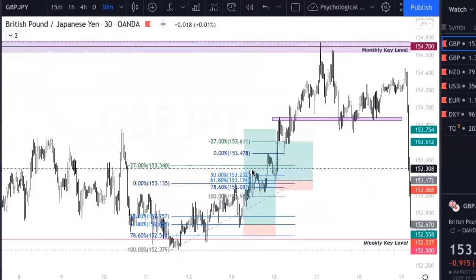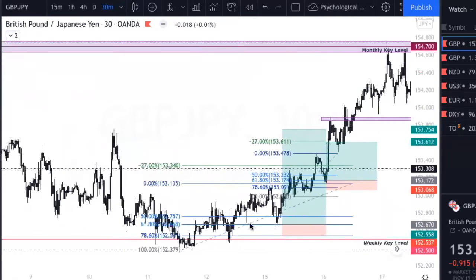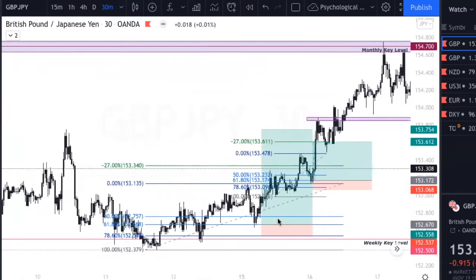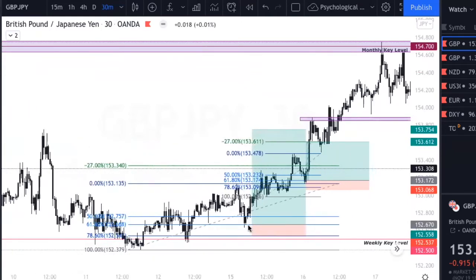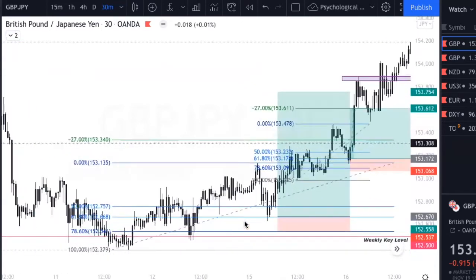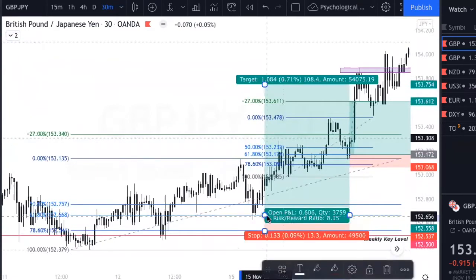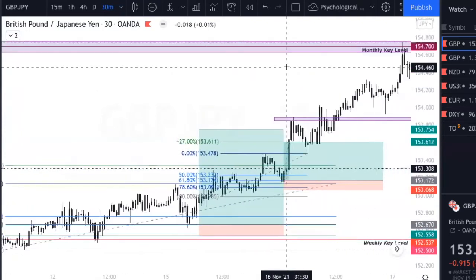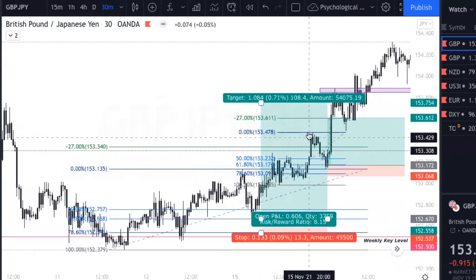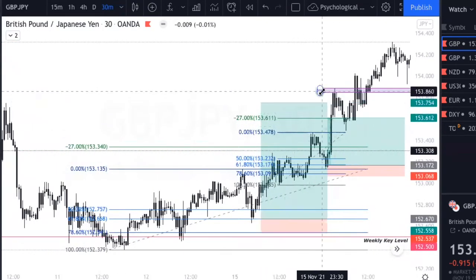With the trade that I took, I already told you about the confirmations that I was looking for. So this was my entry here, right on the 61% area for the fib. And I had for this trade a 13 pip stop loss and a 108 pip take profit. And you can see that price definitely made it to that area.